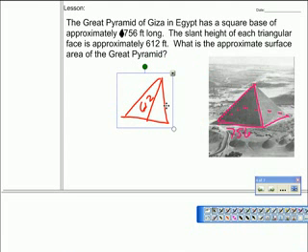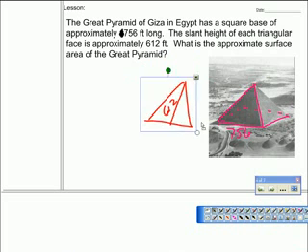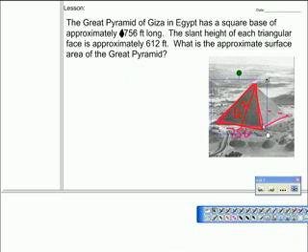How do you find the area of a triangle? Base times height divided by 2. So I need that 612 and I need that 756 to find the area of this triangle. Well, what do we know about all the triangles on that pyramid? They're all the same. They're congruent, right? If I could find the area of one of them, I could do what?